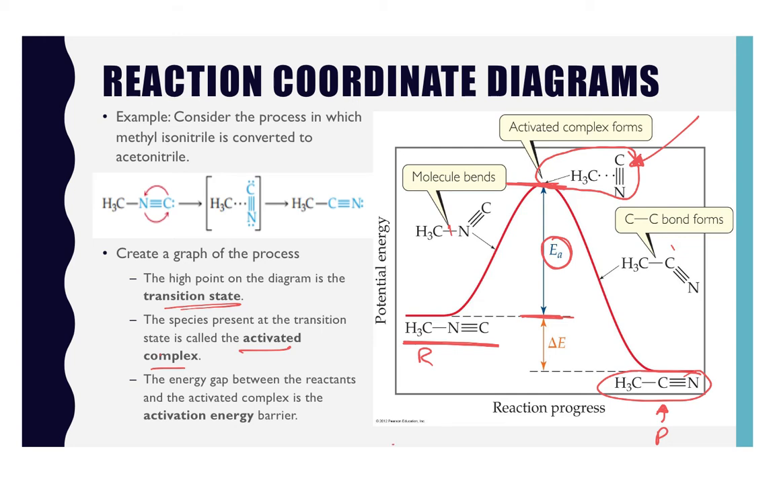So this then is an example of a reaction coordinate diagram. It shows us the energy of the reactants, the energy of the products, as well as the energy of the transition state and the activation energy that's needed to make that reaction happen, and the enthalpy of the reaction that occurs between the reactants and the products.